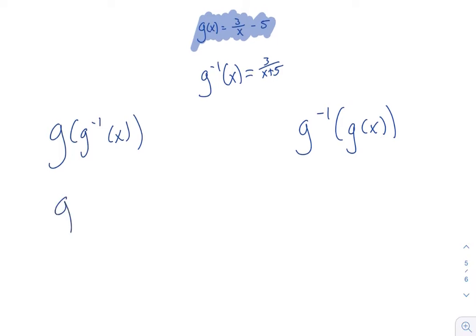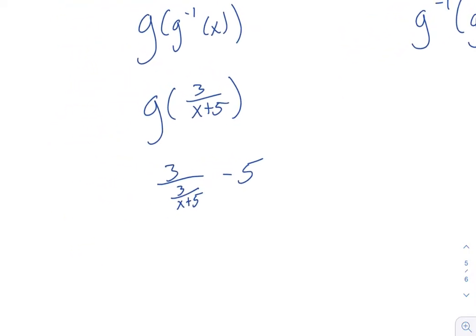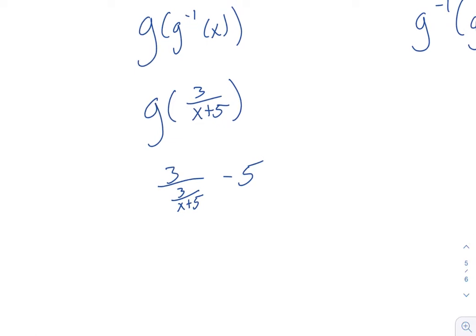So in this case, g of g inverse, and g inverse is 3 over x plus 5. So then I'm going to rewrite the g function, which is 3 divided by x, but anywhere I see x, I'm going to write the inverse function, and then minus 5. Now, this may look a little confusing, and you don't know what to do here. If that's the case, then you could write it out as a long division: 3 divided by 3 over x plus 5, minus 5.